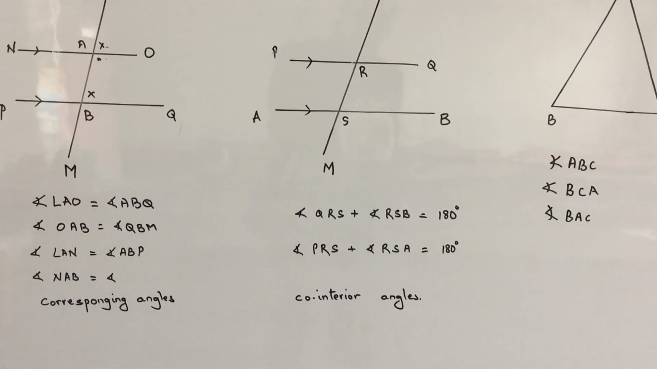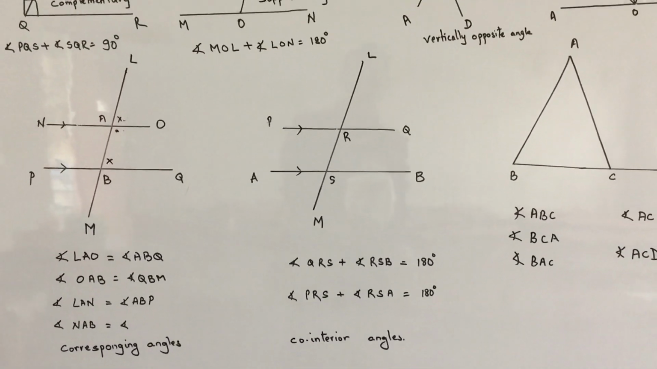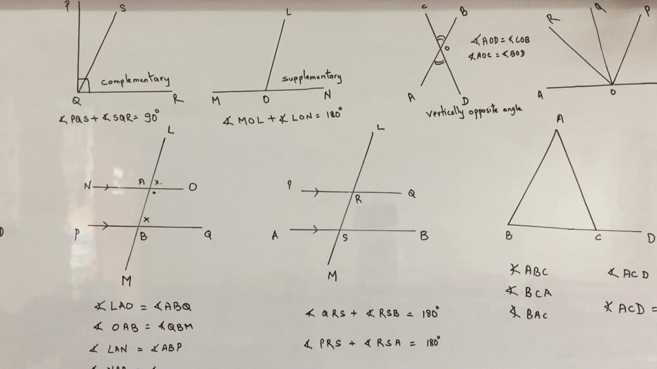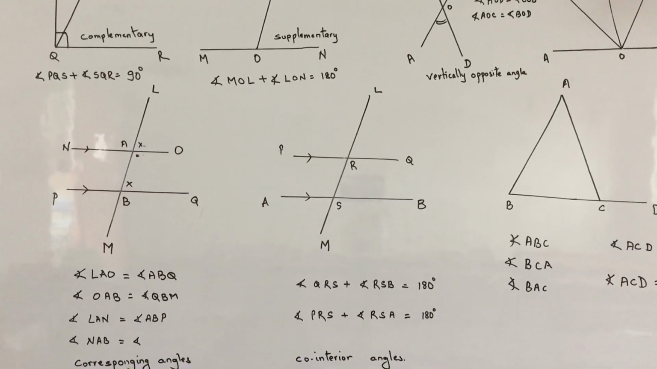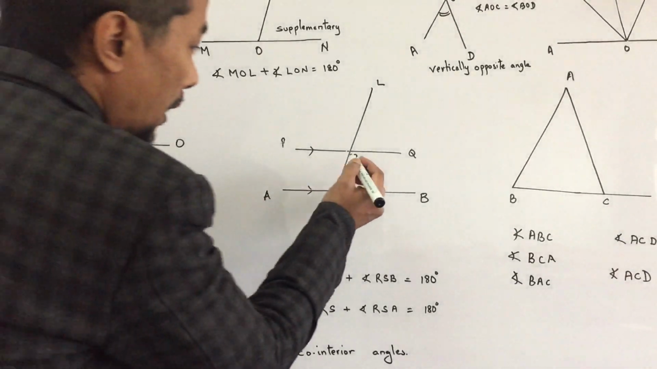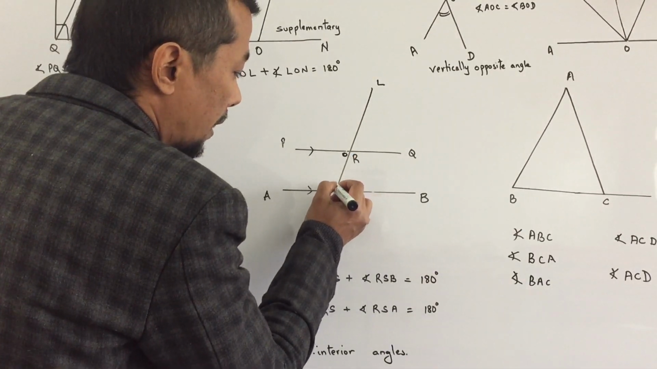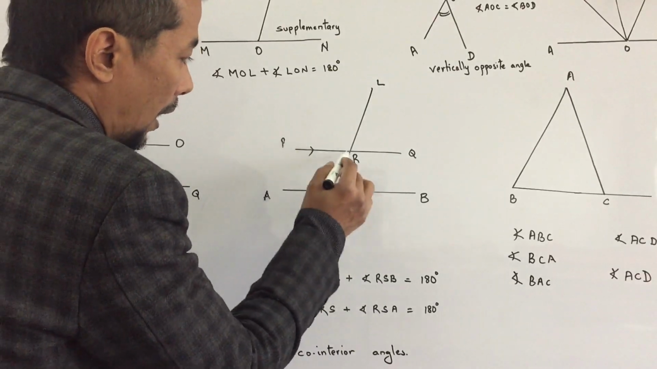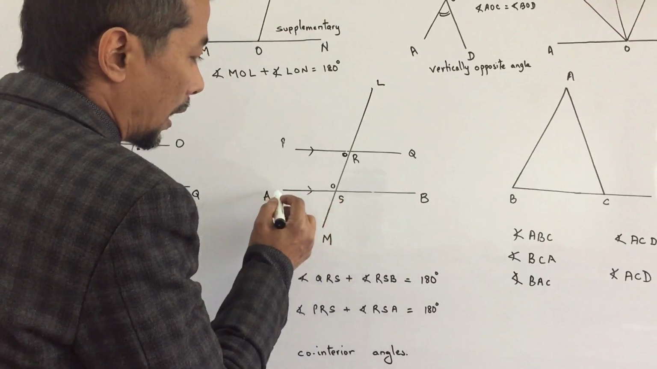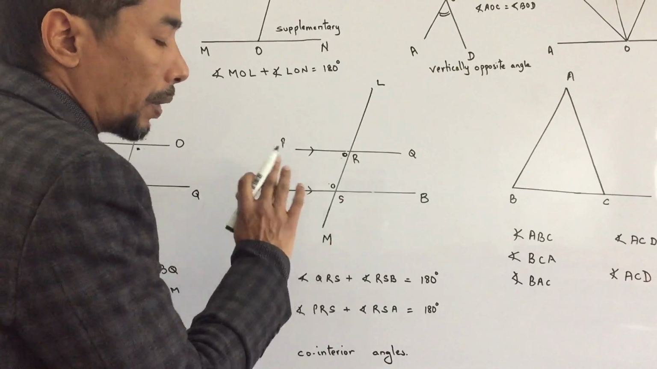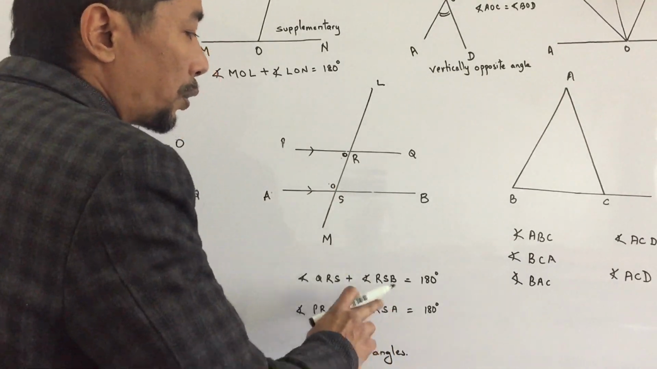The name itself says interior, that means inside. So here we have co-interior angles. Two angles are said to be co-interior if they are inside the parallel lines and on the same side of the transversal. But co-interior angles are not equal, dear students. So this angle and this angle, PRS and RSA, are a pair of co-interior angles, but they are not equal. They sum to 180 degrees.